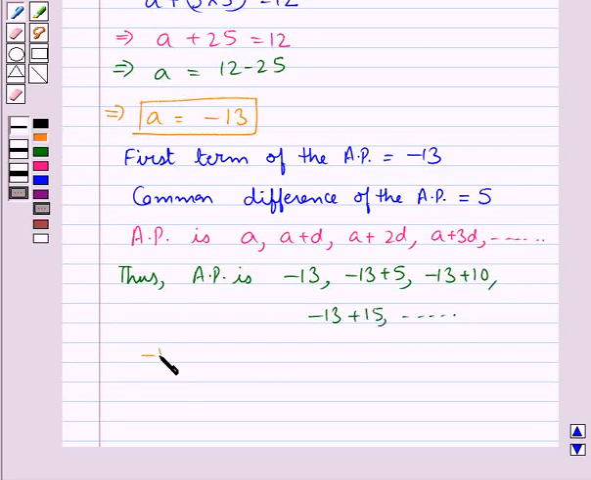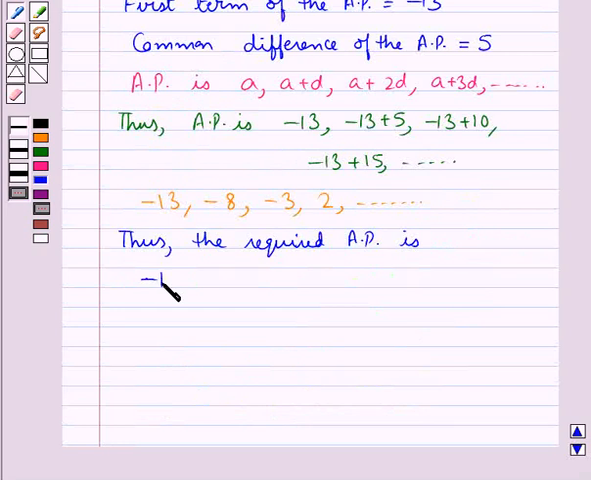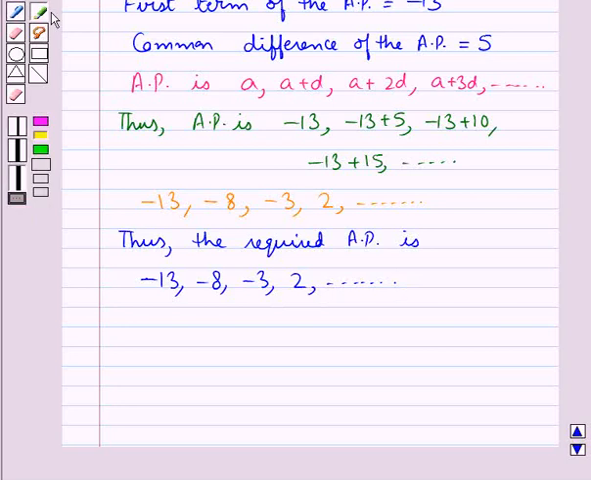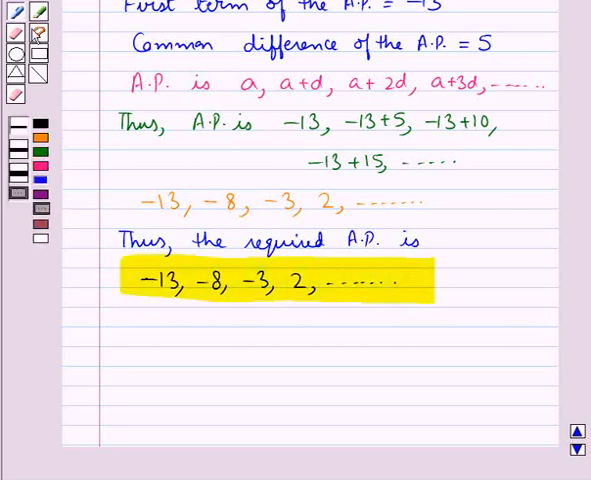That is, we have AP is minus 13, minus 8, minus 3, 2 and so on. Thus, the required AP is minus 13, minus 8, minus 3, 2 and so on. So this is our final answer. This completes the session.